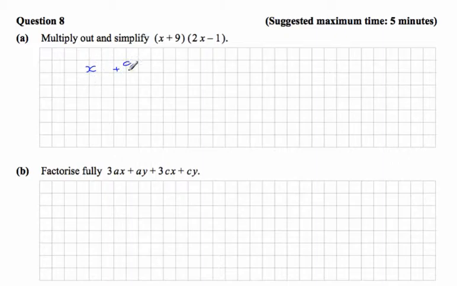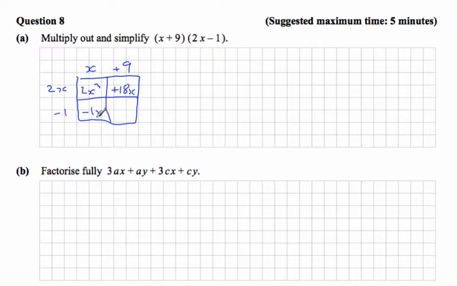So if we have x + 9 along the top of the grid, and then we have 2x - 1 along the side of the grid, and we multiply into this grid. So 2x times x is 2x squared. 2x times 9 is 18x. x multiplied by -1 is -1x. And -1 times +9 is -9.